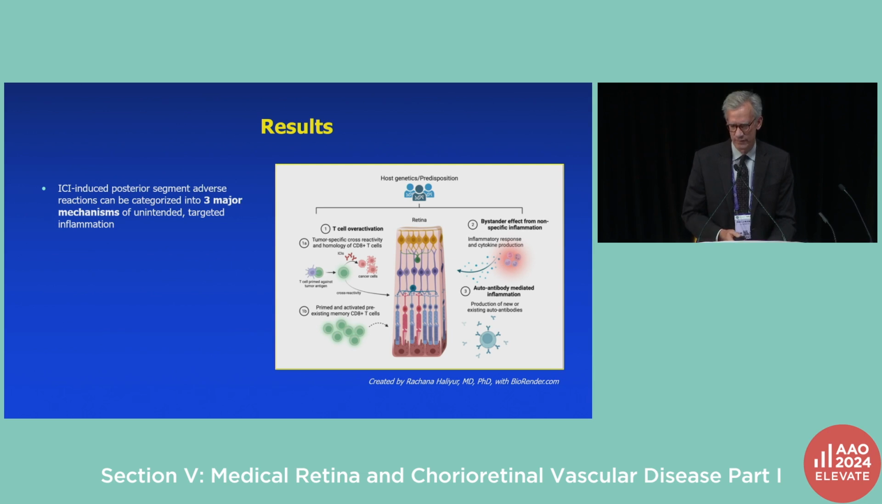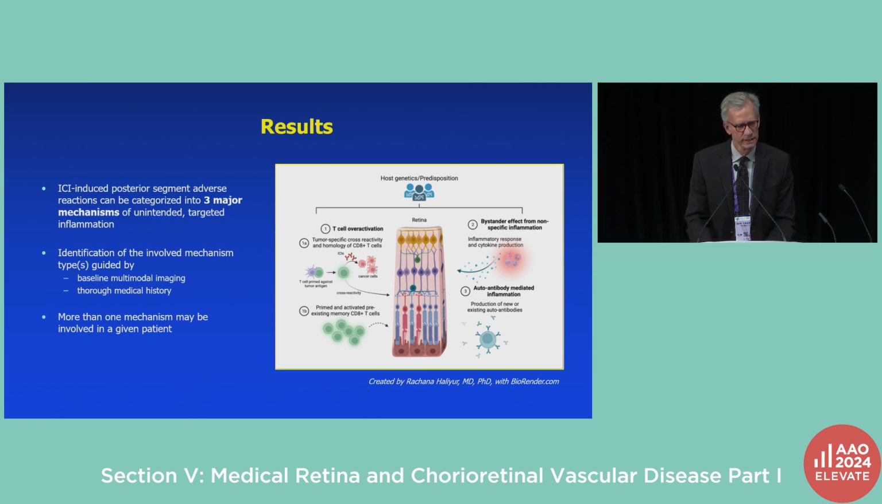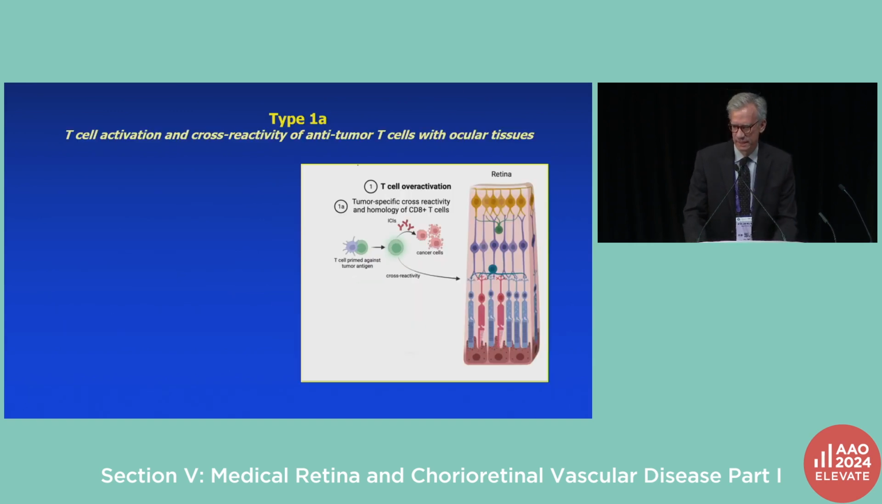In general, we found that ICI-induced posterior segment adverse reactions can be categorized into 3 major mechanisms of unintended targeted inflammation. That identification of the involved mechanism can be guided by baseline multimodal imaging and thorough medical history, and that more than one mechanism may be involved in a given patient. So let's look at each of these categories that we're proposing.